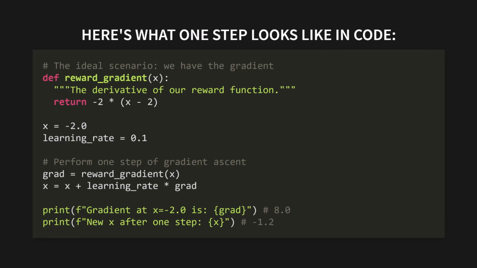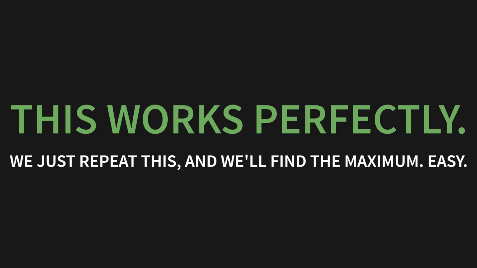Here's what just one step looks like in code. It's really straightforward. We define our reward gradient function, which is just the derivative, -2 times (x - 2). We set our starting x to -2.0 and a learning rate of 0.1. Then we perform one step of gradient ascent. We call our function to get the grad, and then we update x. x = x + learning rate times grad. And if you print that out, the gradient is 8, just like we calculated, and the new x is -1.2. This works perfectly. We just repeat this process over and over, and we'll find the maximum.